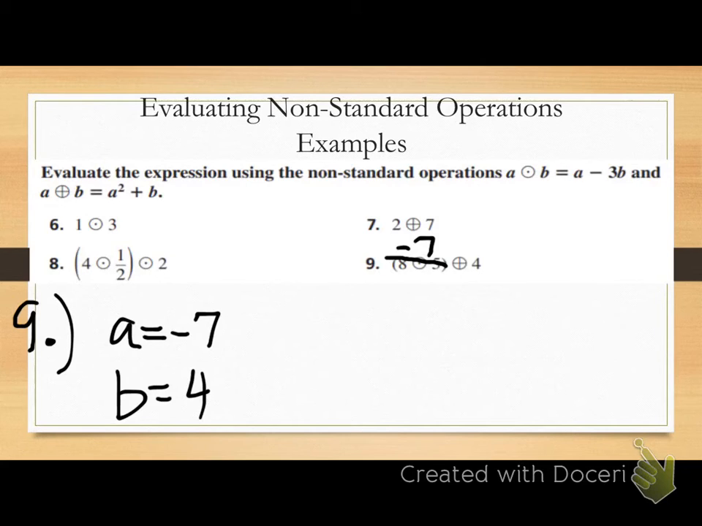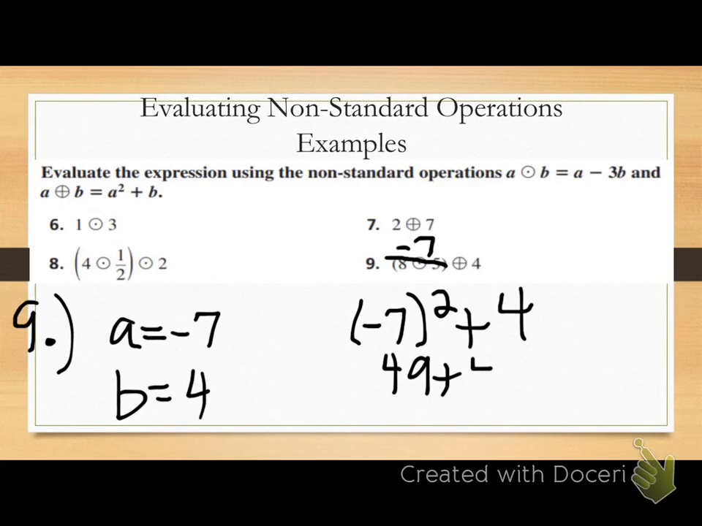Third step, plug in. Replace A with negative 7. Replace B with 4. Last step, evaluate. Negative 7 squared, 49. Okay. 49 plus 4. 53. Is that my final answer? Yes, it is.